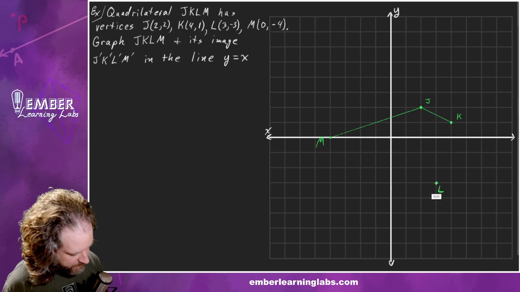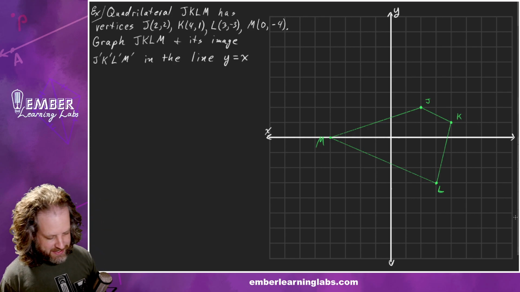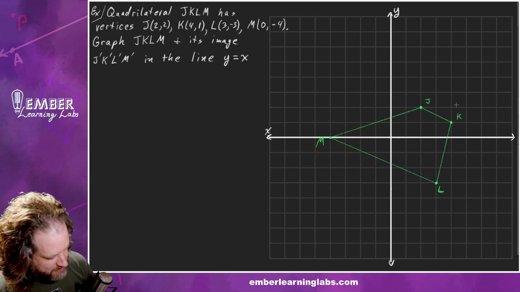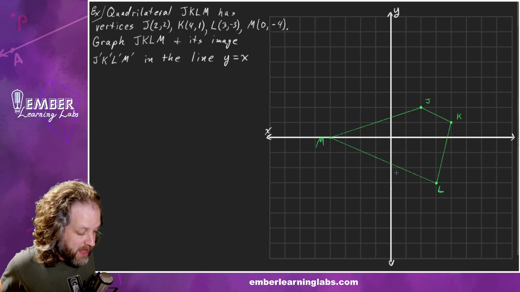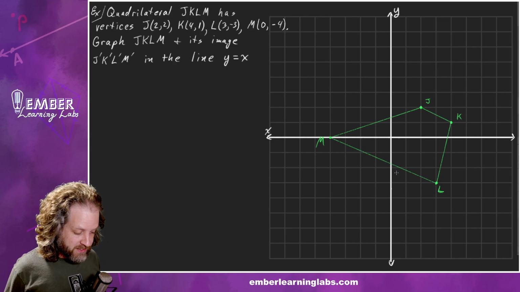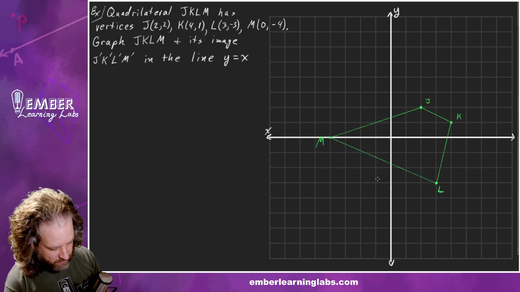So we've got kind of a, not a trapezoid, probably, but kind of like an almost trapezoid. We could figure out what the slope of these 2 lines is and prove whether it was a trapezoid or not, but we're not worried about that. So we want to reflect this across the line y equals x. So just like I did before, I'm going to dot in that reflection line.